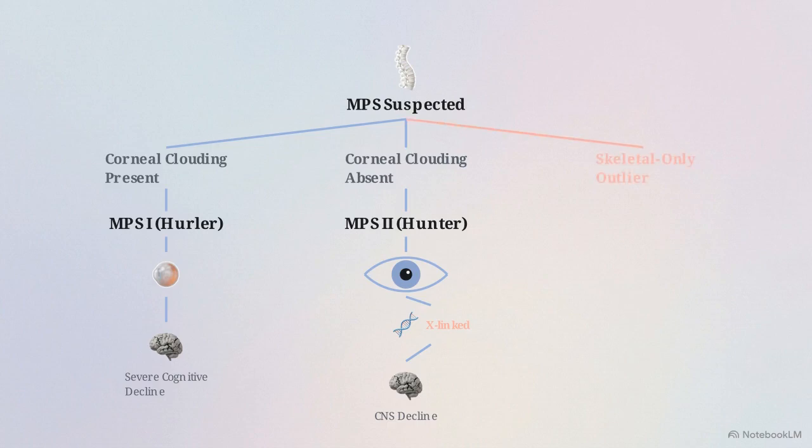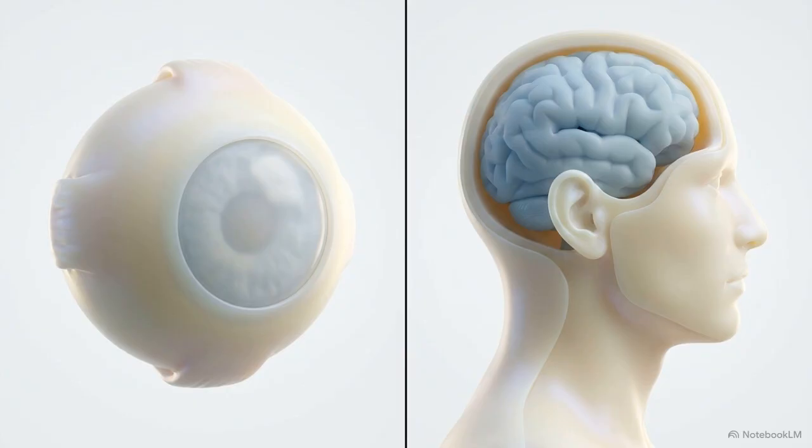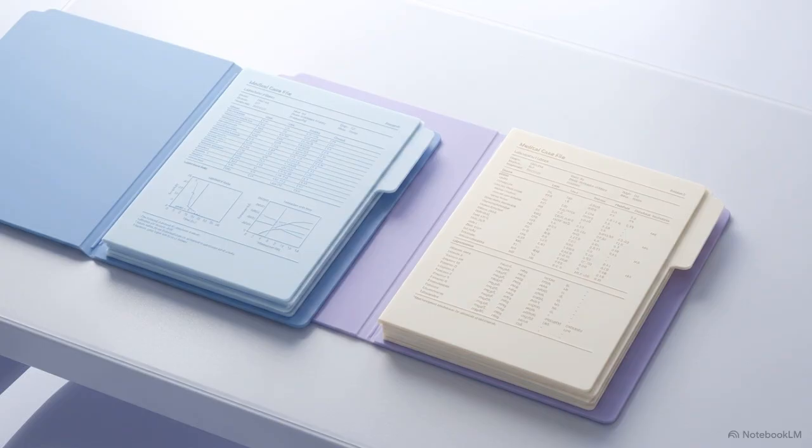A critical outlier in this group is MPS 4, or Morquio syndrome. These patients develop profound skeletal dysplasia, specifically an underdeveloped cervical spine that creates a high risk of spinal cord compression. However, the disease spares the brain entirely, leaving them with 0 neurologic degeneration. Verifying whether the corneas are clouded and whether cognitive function is declining provides the exact coordinates needed to map an MPS patient's enzyme deficiency. Stepping outside the standard branches, we must examine 2 high-yield outliers that bypass typical sphingolipid and GAG pathways, requiring entirely different pattern recognition.